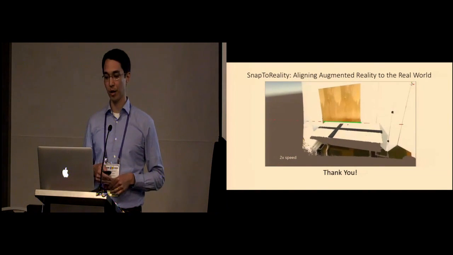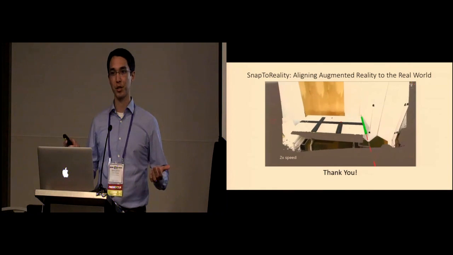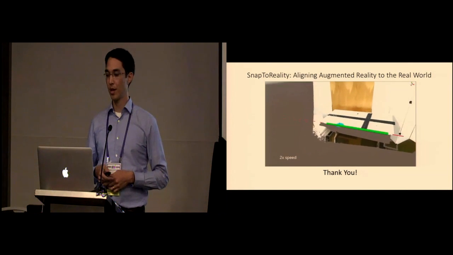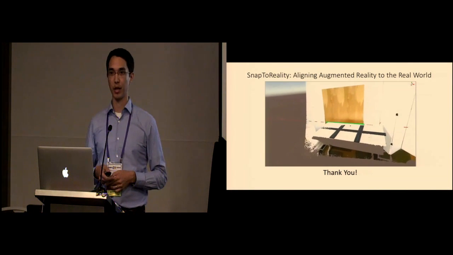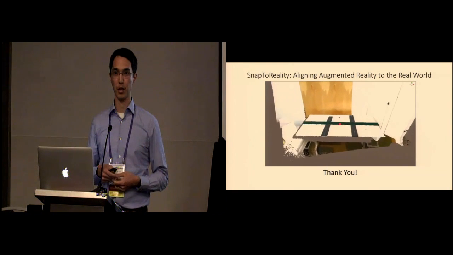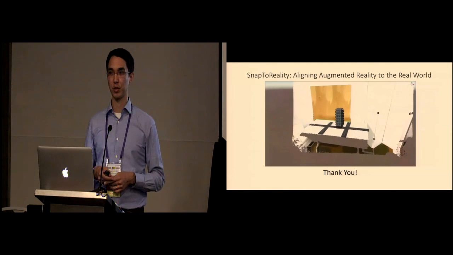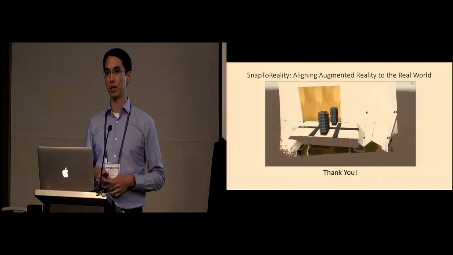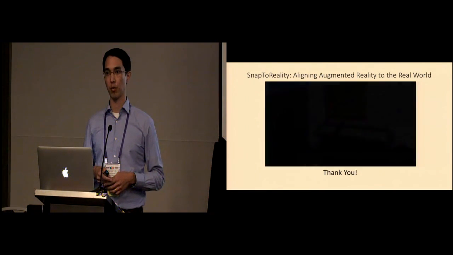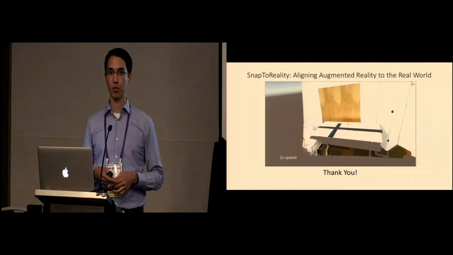So with that, I'll conclude. So we presented our SnapToReality concept and prototype, and we showed that we can extract the majority of constraints that users say they would use for snapping. We've confirmed that snapping in augmented reality is faster than no snapping for positioning and orienting tasks, and enables novel ways to interact with creating virtual content.